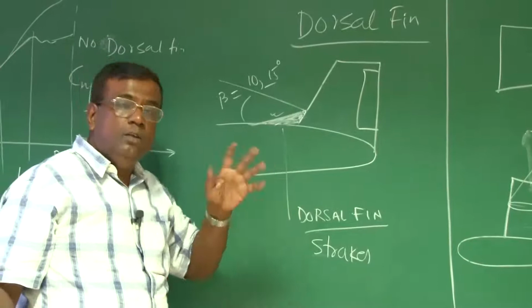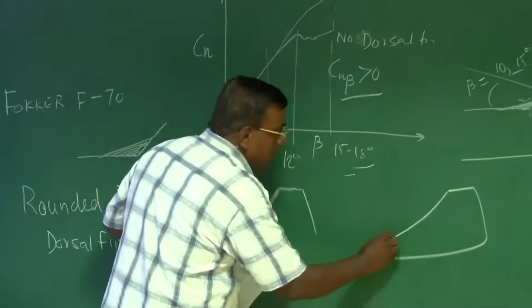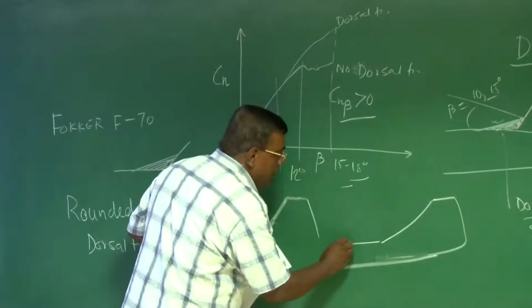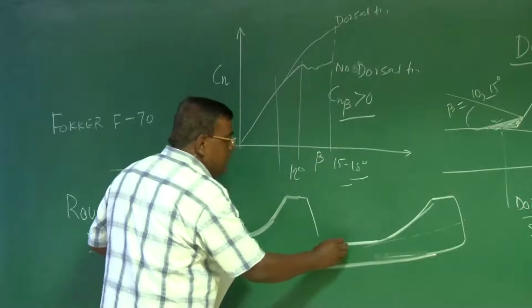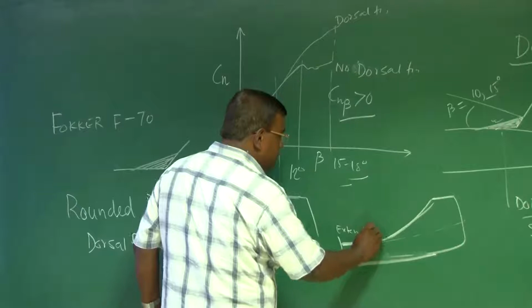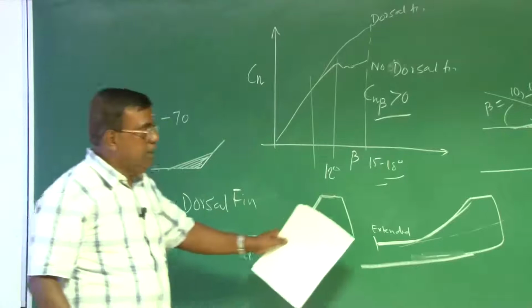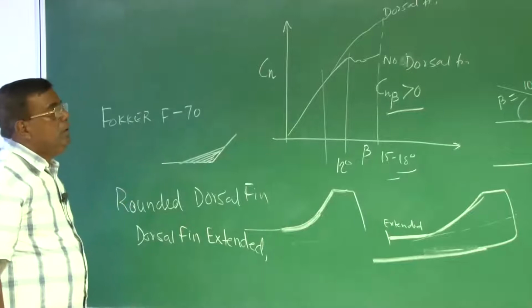And extended means what we'll see is that there is some sort of a thickness here. Instead of rounding it here, it is extended with a little bit of thickness. Okay, so this is extended. Rounded here and normal, like this. So a little thickness continues for a longer length, rounded, and then merges with the sweep of the vertical tail. So all these concepts are used as dorsal fin.